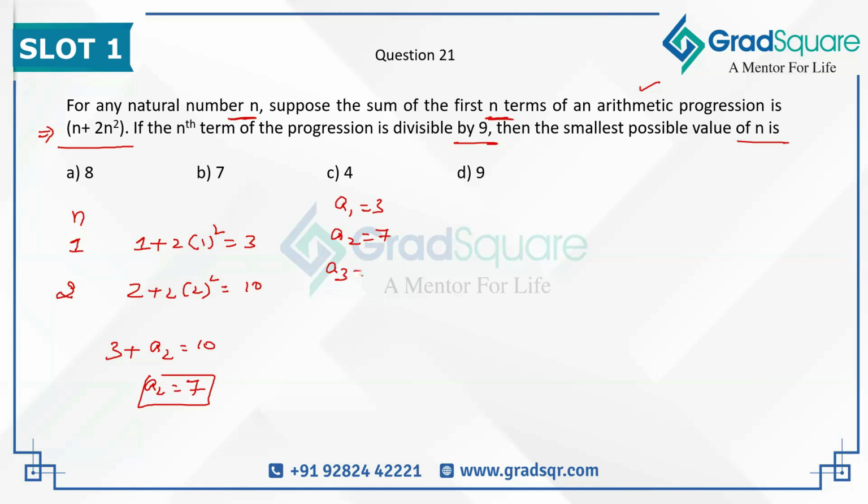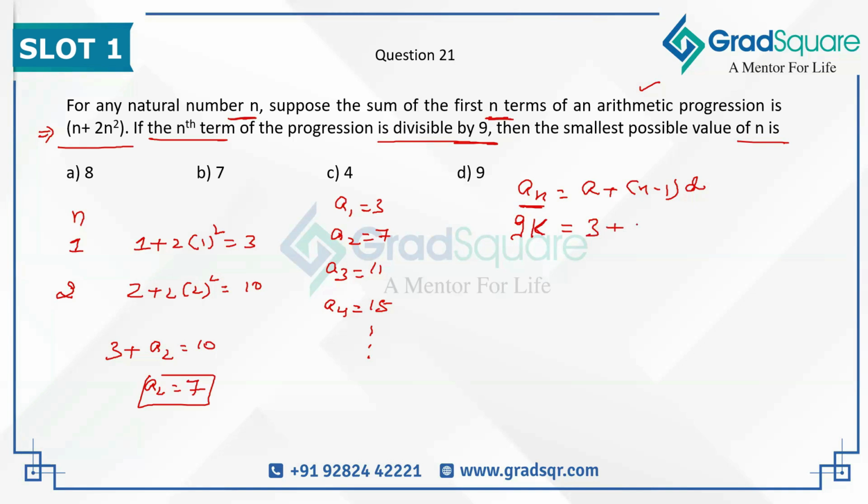Then it is natural that A3 will be 4 more than 7, which will make it 11. A4 will become 4 more, 15, and so on and so forth. Now, you are looking at the nth term of the progression, and that is divisible by 9. What is the nth term of the progression? A plus n minus 1 into D. Clear? This nth term is turning out to be of the format 9 times k, clear? Because it is divisible by 9. So I'm writing that as 9k.